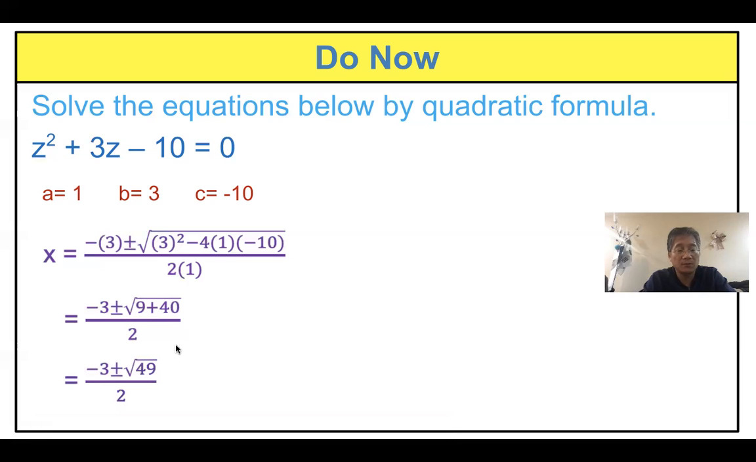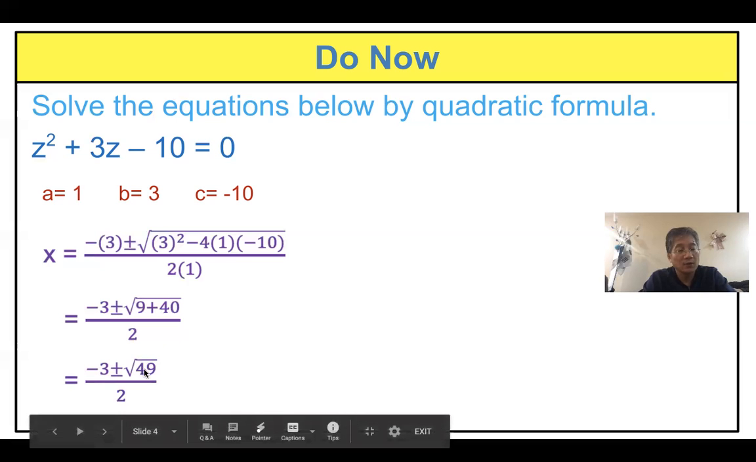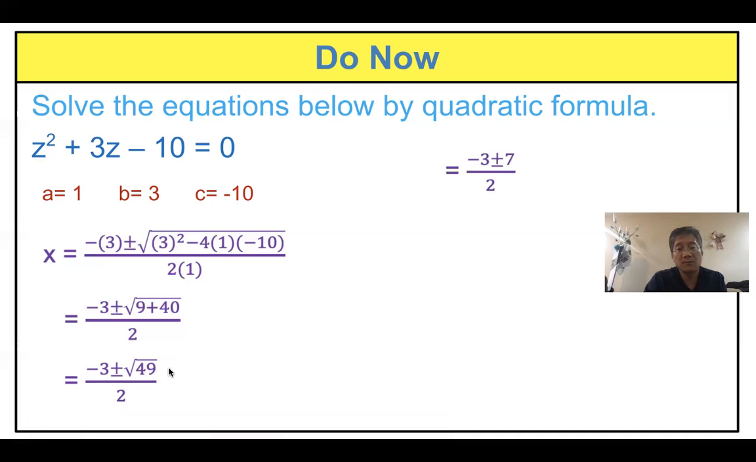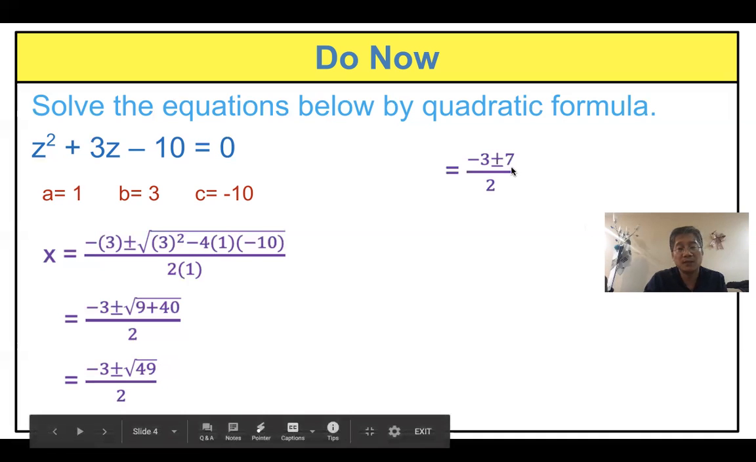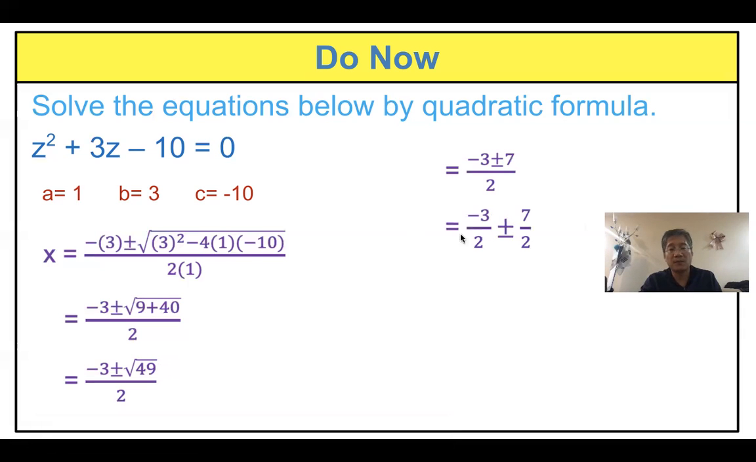Now what should you do? You need to simplify. Square root of 49, it's a very simple one, right? So square root of 49 is what? 49 is 7 squared, so it becomes negative 3 plus or minus 7 over 2. Now, what should you do? Separate into two fractions, right? By using the common denominator 2. So negative 3 over 2 plus or minus 7 over 2.